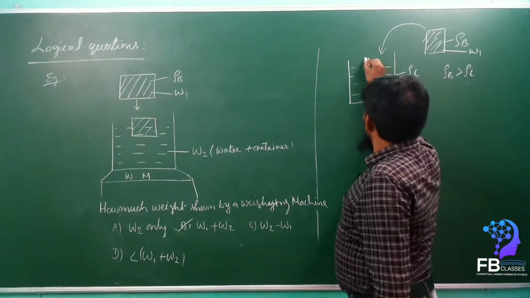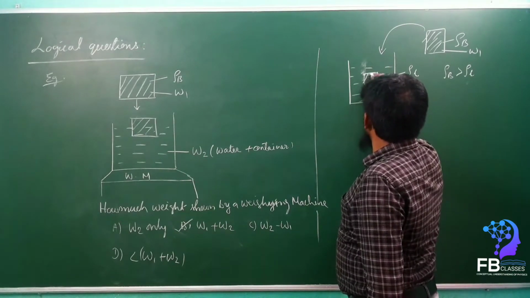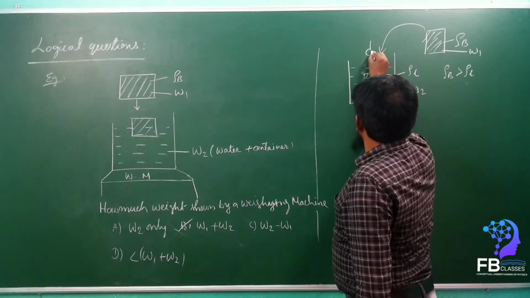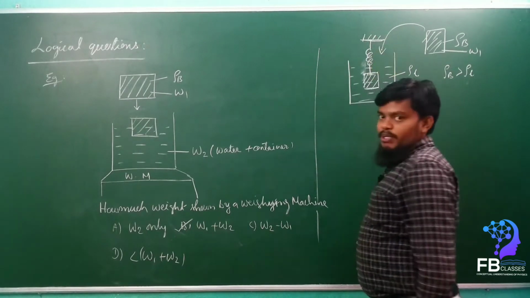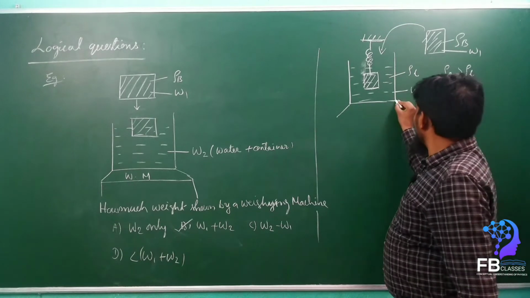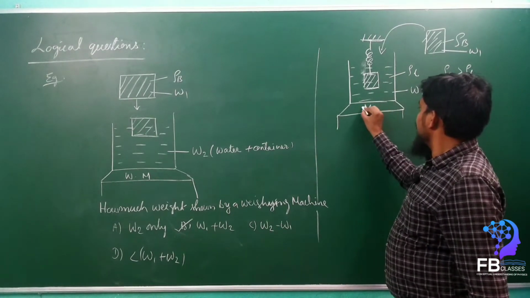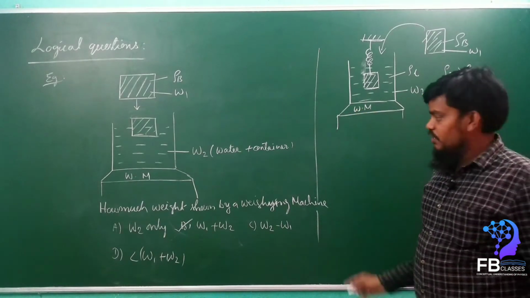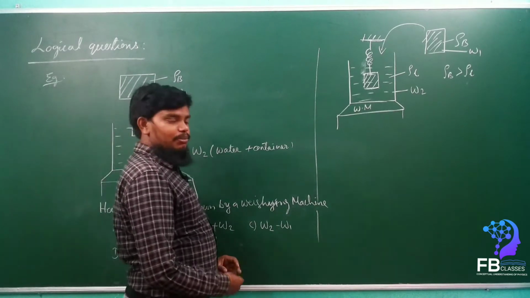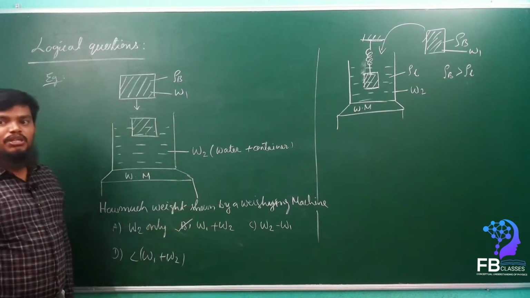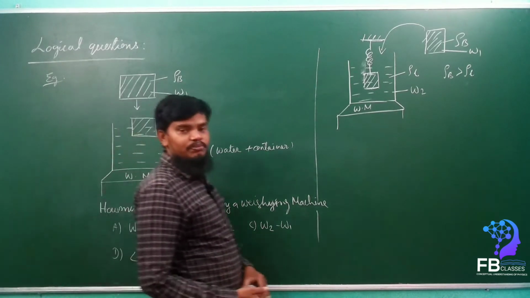Now what we are going to do is, once it is added to the container, we attach it to a spring. Now we have to say how much reading is shown by the weighing machine. The same options: option A is W2, option B is W1 plus W2, option C is W2 minus W1, and D is less than W1 plus W2. Now tell me what is the answer?